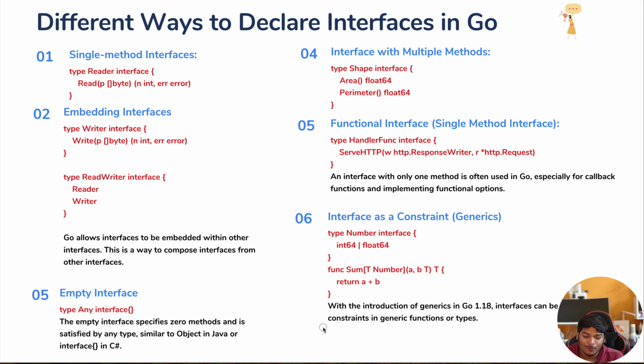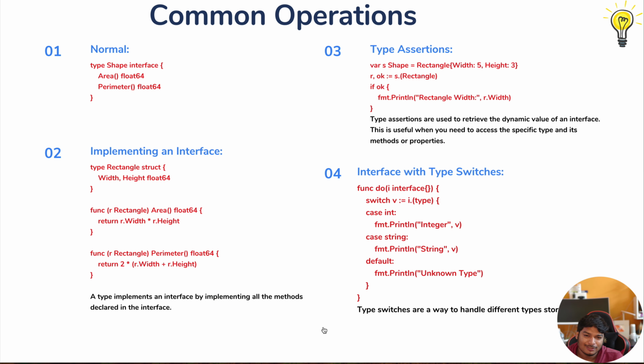Now let's learn about the common operations that you can perform with the interface. First, here we're declaring the interface, where we have the type Shape and then the interface keyword, which is making the interface. It has just two methods. In the second, we are first creating a struct, a Rectangle struct, which expects width and height. Then we have two functions, because remember, in area and perimeter, the two functions you have defined inside that particular custom interface.